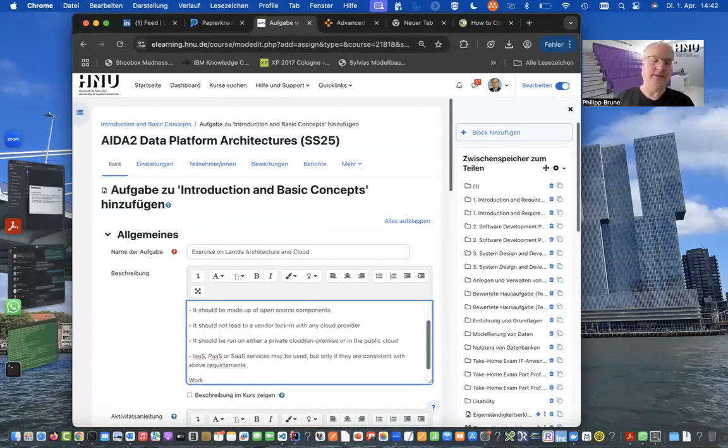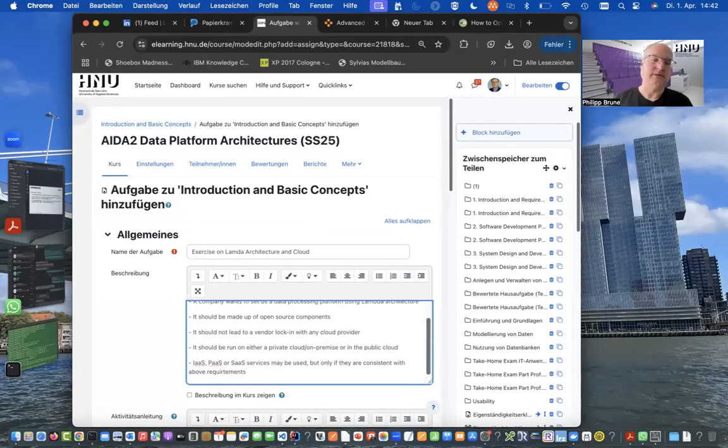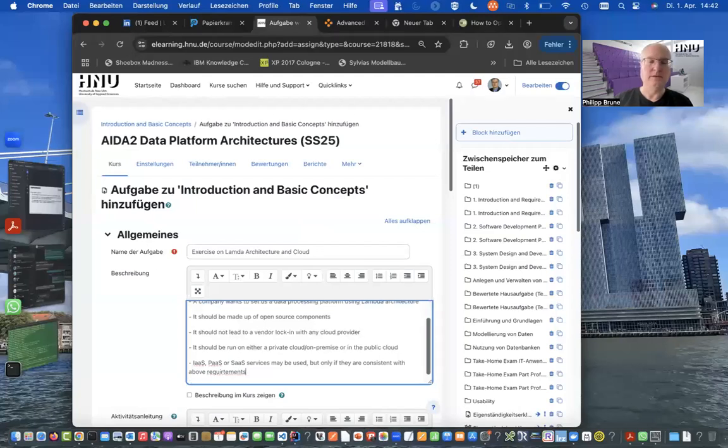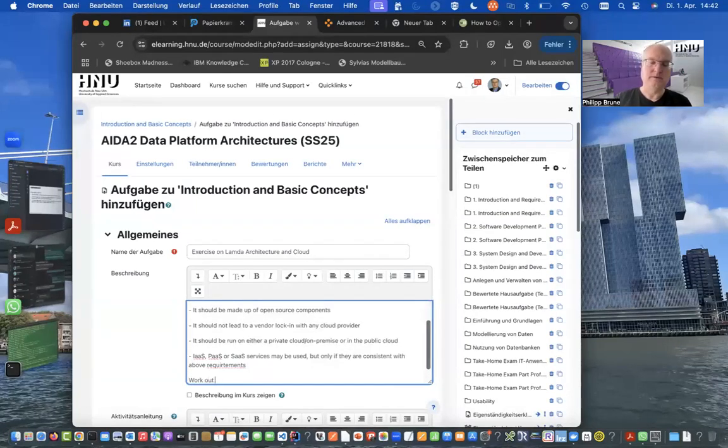And now your task is, you should work out an architectural proposal, a technical architecture. This is the typical way, like we discussed it in these blocks. Diagrams.